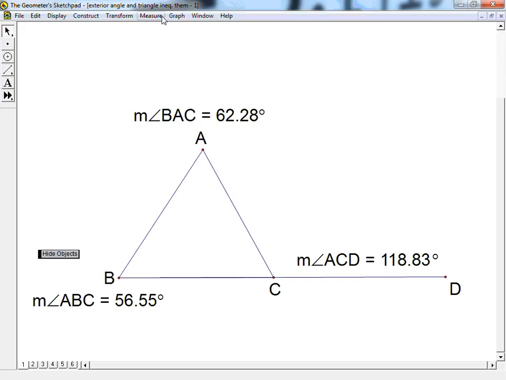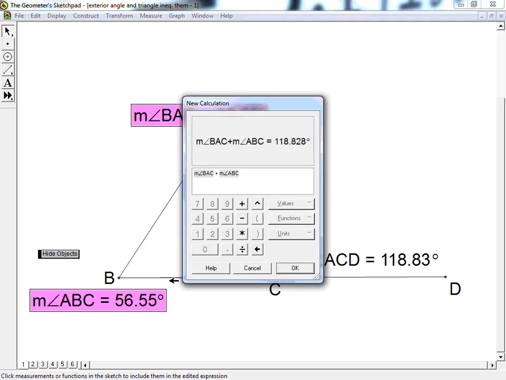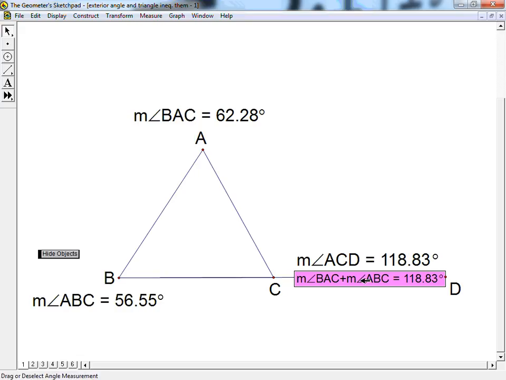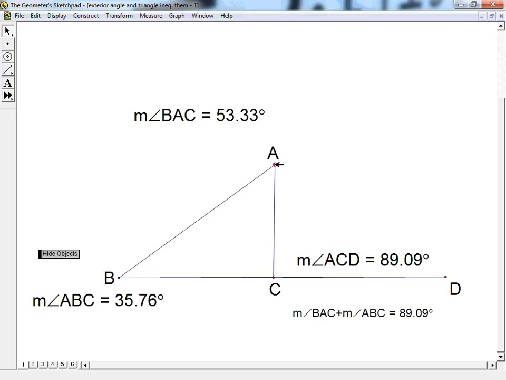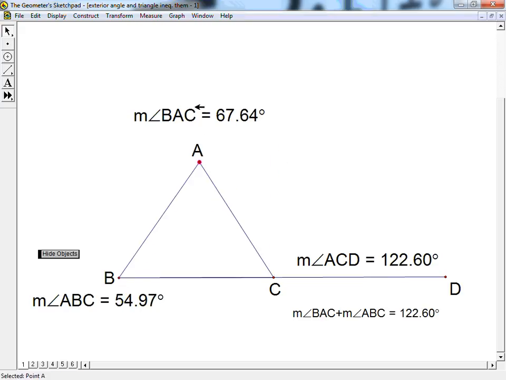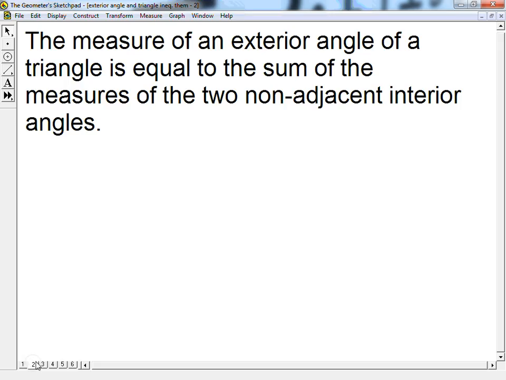Let's find out. We're going to calculate this angle plus the other angle. So it calculates the number there. We see it equals 118.83. Let me move this around. So if I add these two smaller angles, it equals that other angle, right? From what we can see. All right, let's formalize this.